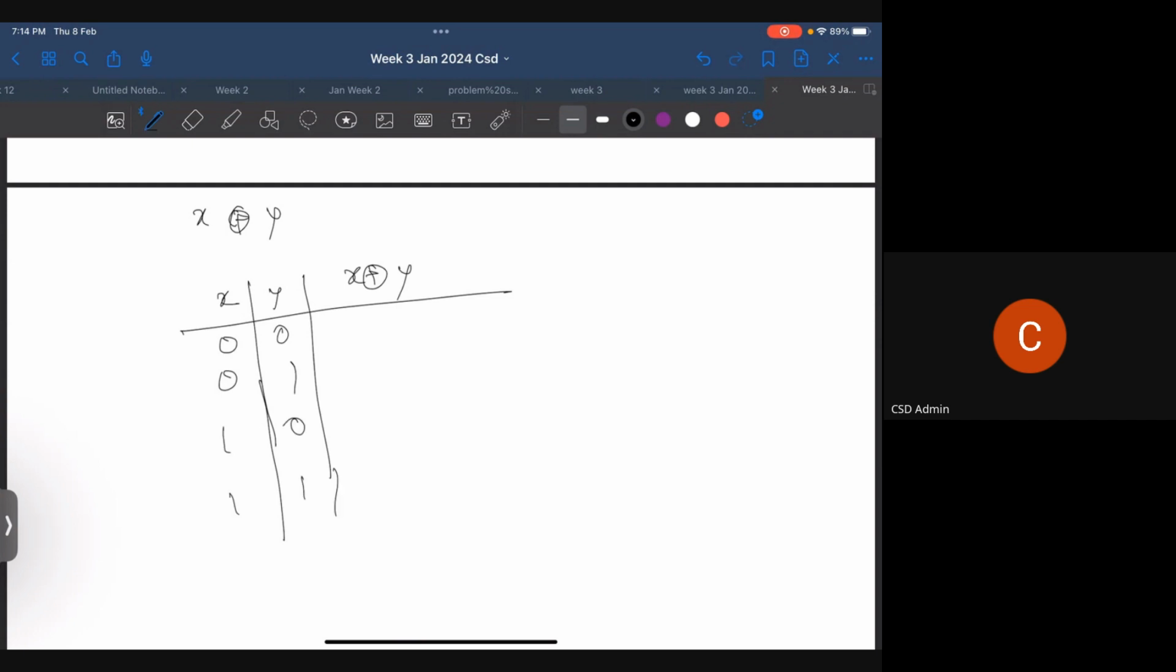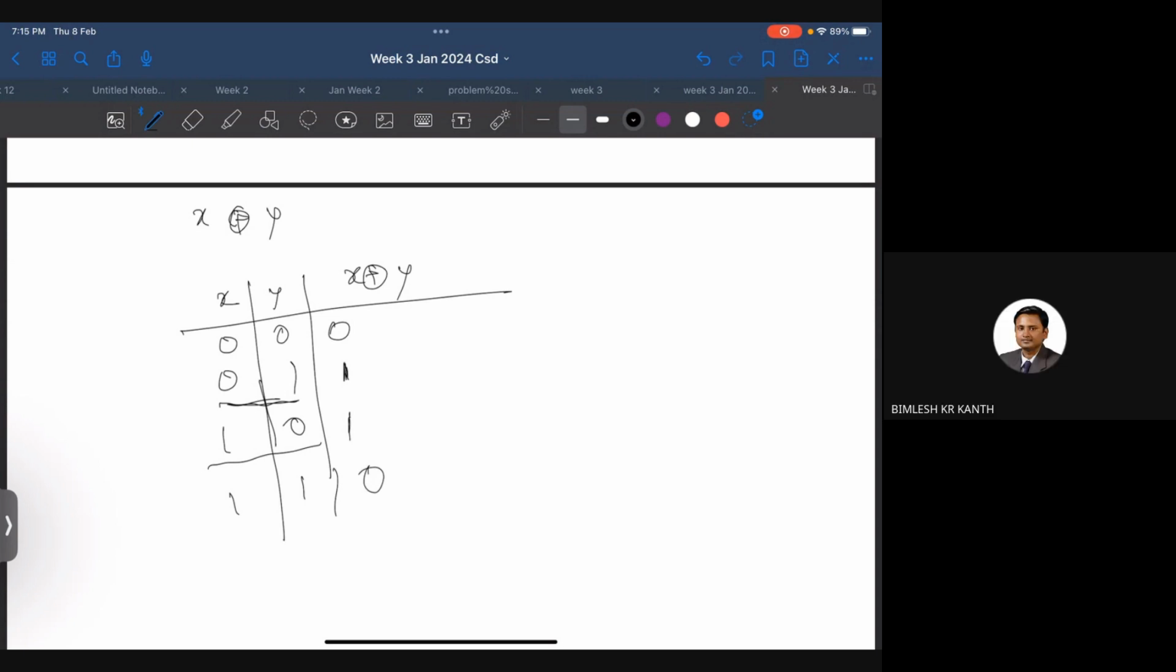If an odd number of 1s is there, then the output will be 1. So you can see that here an odd number of 1s is there, so it will be 1, and here also an odd number of 1s is there, so it will be 1. Otherwise it will be 0. So this is the XOR gate.